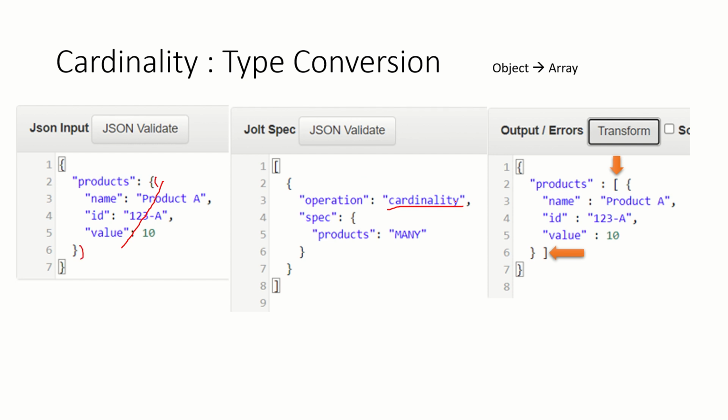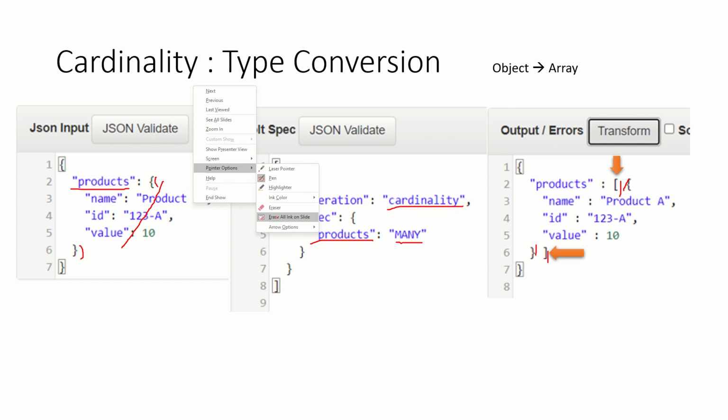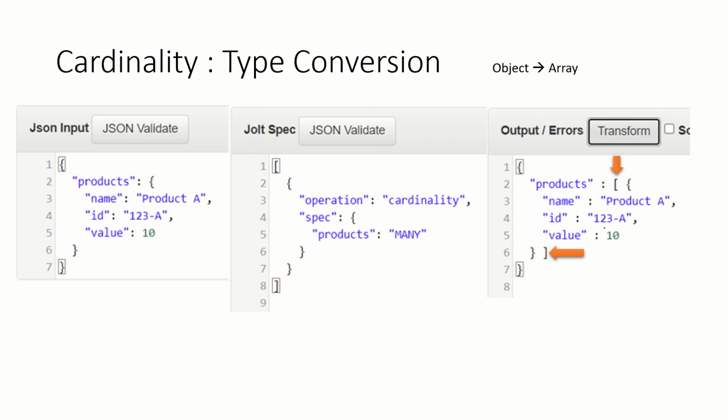But in cardinality in my spec I am specifying that under products, whatever objects you get, they are many. There are many objects. So in that case, products will become an array like this, and my object which is picked up from a product will be placed here. So this way you can specify a cardinality and you can convert one object into an array.